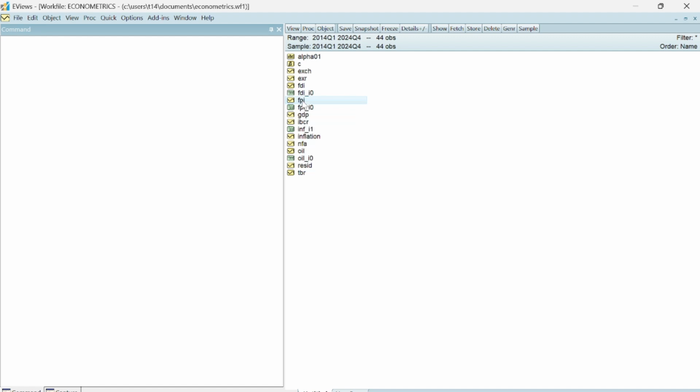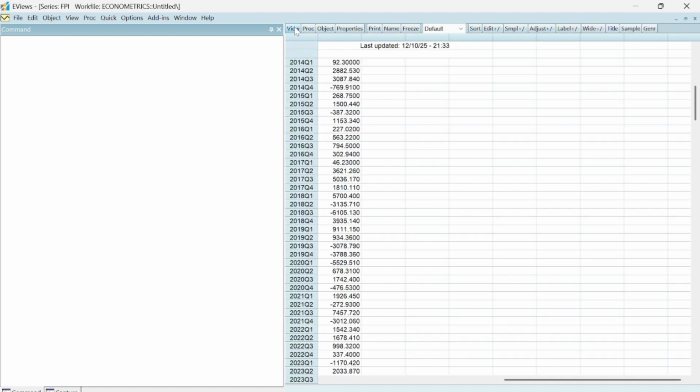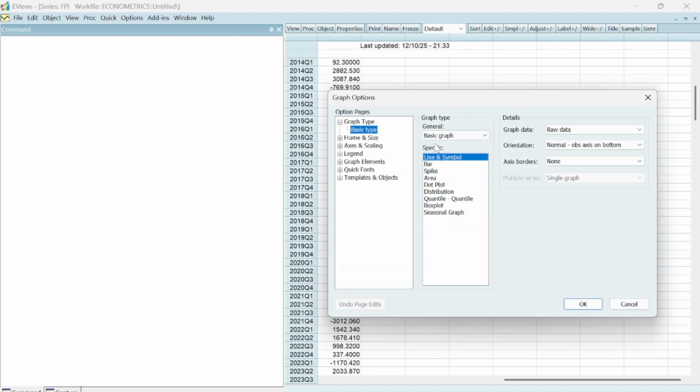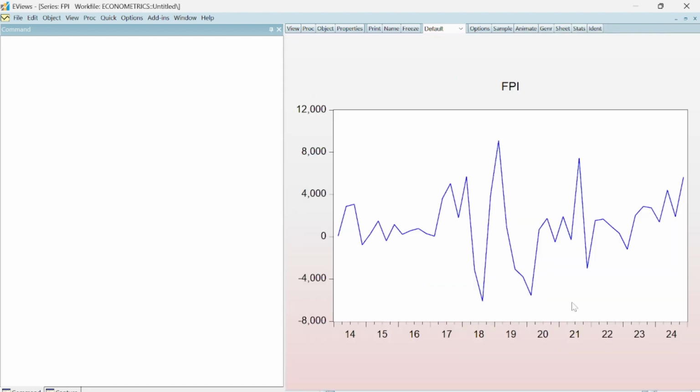FPI is another form of investment in Nigeria. We can look at the graph. When we look at it, you have the same line and same graph, but it's telling us a different story. FPI is the foreign portfolio investment, that is investors that don't invest in physical goods, that invest in instruments. If you look at it, you can see it's telling us a different story from 2014.